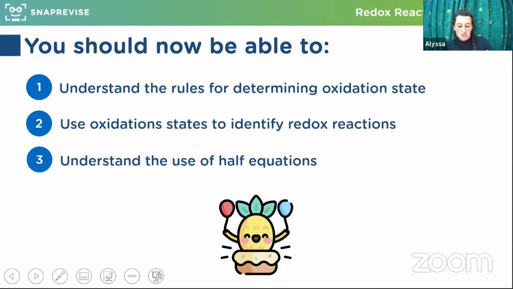Hopefully, we've now looked at understanding the rules for determining oxidation states. You're happy with using oxidation states to identify redox reactions and understanding the use of half equations.